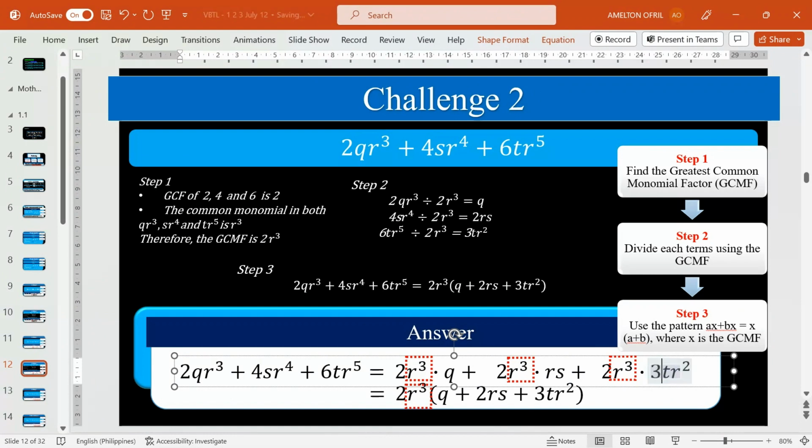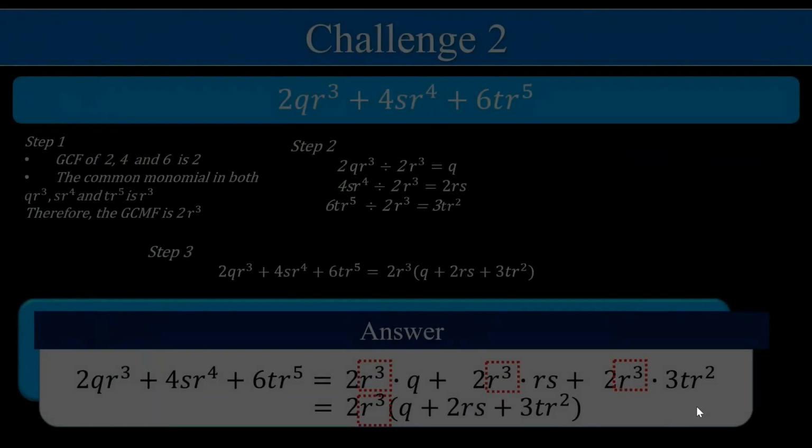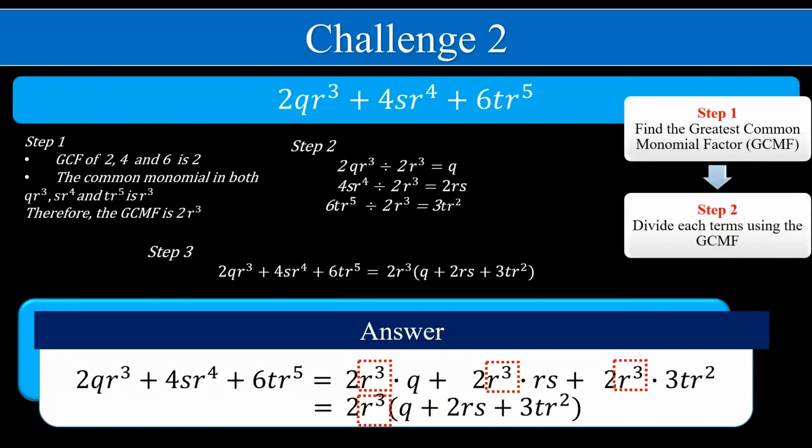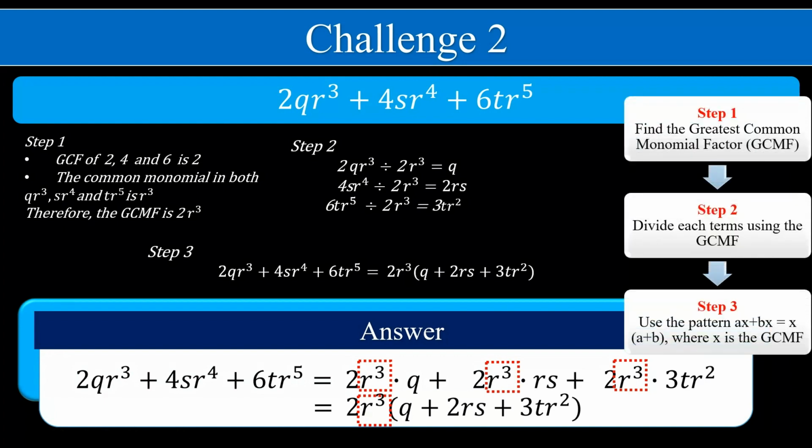This should be 3. And as you can see, still the answer, the product will be given. We are just actually dividing it using the factoring common monomial factor. Okay? If you still have time, please master the steps and understand the process.